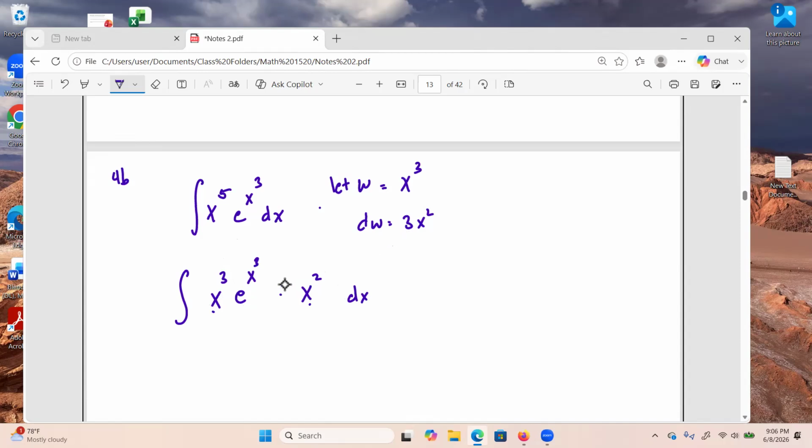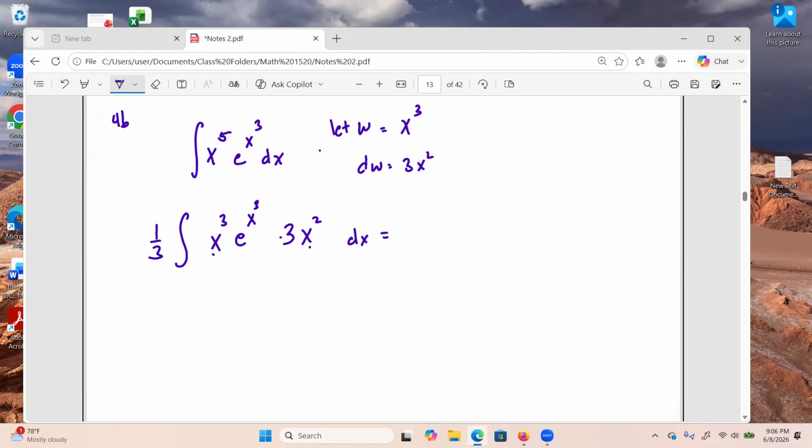So what I'm going to do is say we need a 3 right here and a 1/3 out in front, because I can't go around multiplying stuff by 3. That's not going to work. So let's go ahead and substitute what we can substitute in here, okay? So we have W is equal to x cubed here. So we have 1/3 times W, e to the W times dW. That was that whole 3x squared dx business, okay?